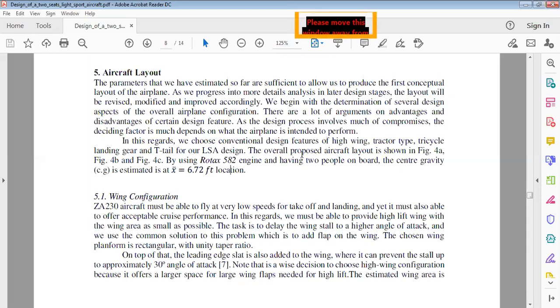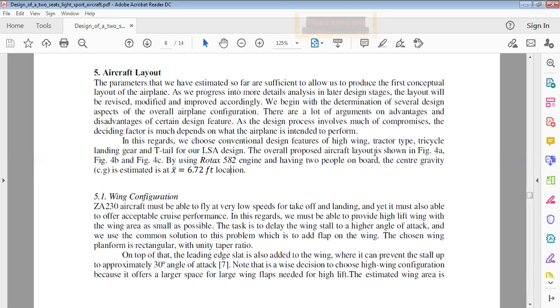Okay, so the LSA design and overall proposed aircraft layout. This is the configuration layout of an LSA: high wing configuration, tractor type, tricycle landing gear, T-tail configuration. Already we saw the different types of tail configuration during the airfoil selection. And by using a Rotax 582 engine, this is the engine we are going to use.